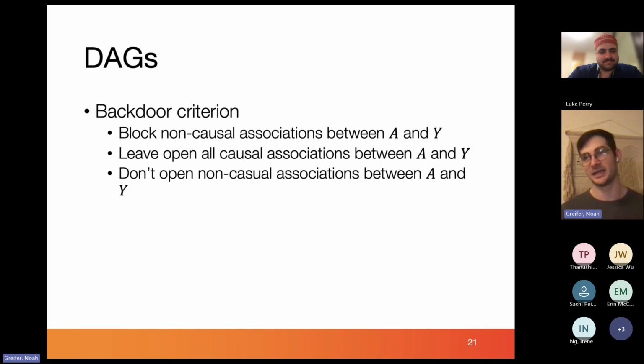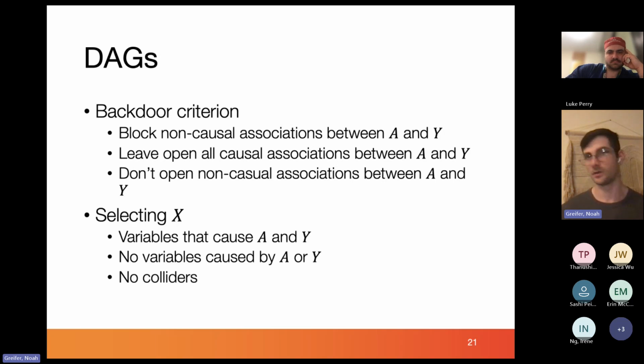The backdoor criterion is met by a set of variables X that blocks all non-causal associations between A, the treatment, and the outcome Y, and leaves open all causal associations between A and Y. So for example, it should not include mediators because mediators do not leave open those causal associations. They block them when conditioned on. And it should not open non-causal associations between A and Y, between the treatment and the outcome.